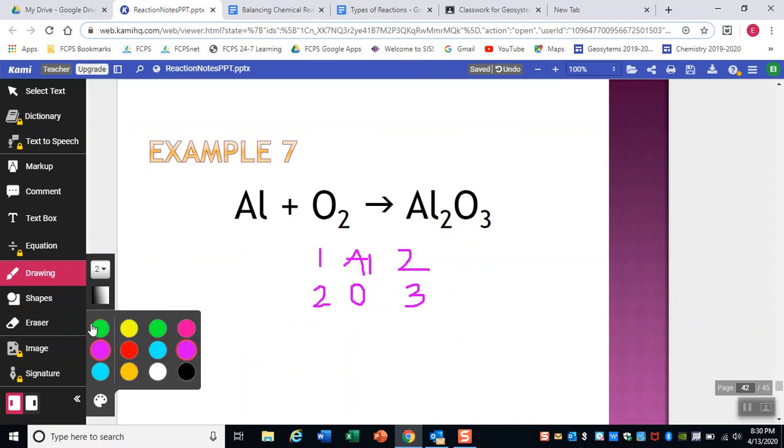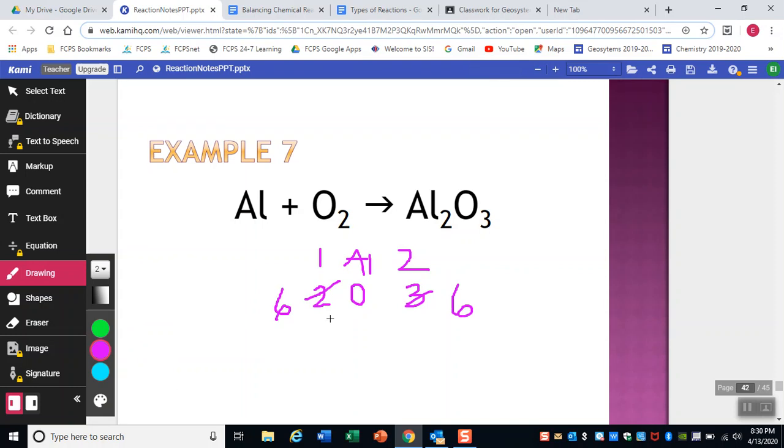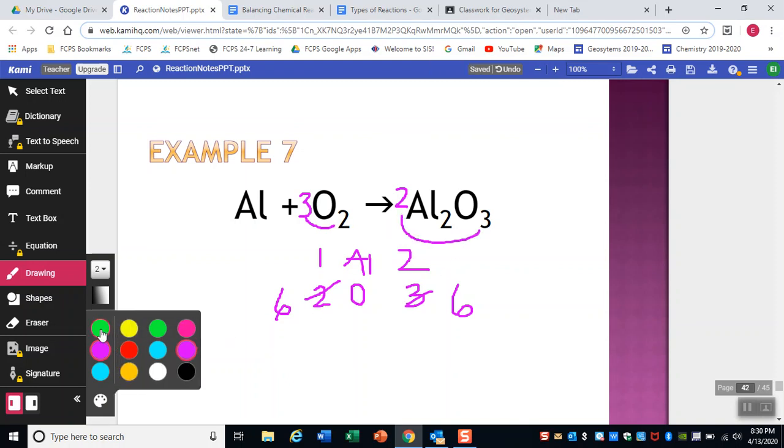So how about we try to get 6 oxygens on each side. So 2 times 3 would be 6, and 3 times 2 is 6, right? All you can do is put a coefficient. So 3 times 2 is 6, 2 times 3 gives me 6 oxygens.